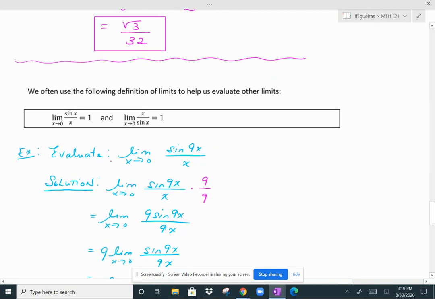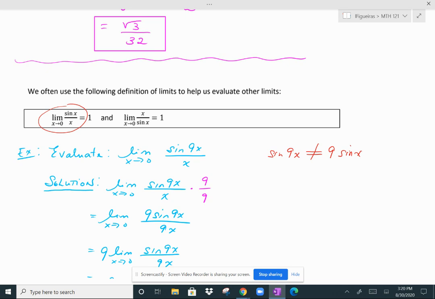So I want to evaluate the limit as x approaches 0 of sine of 9x over x. So that looks sort of like this, except that 9 is a problem. You cannot, so this is just a warning because I've seen people do this over the years. This is not true. You cannot factor out anything from the angle or the input value. So you can't just get rid of the 9 like that to make it look like the definition.